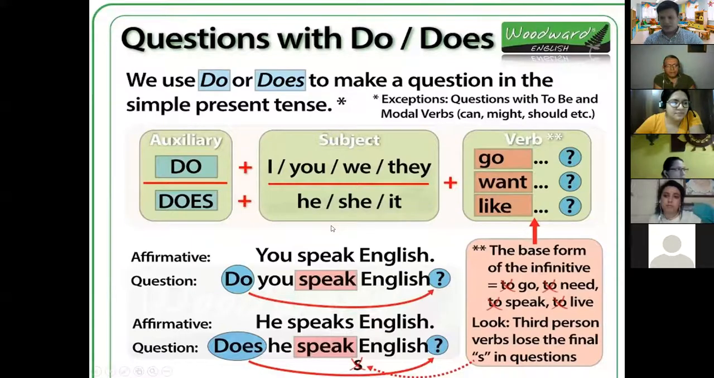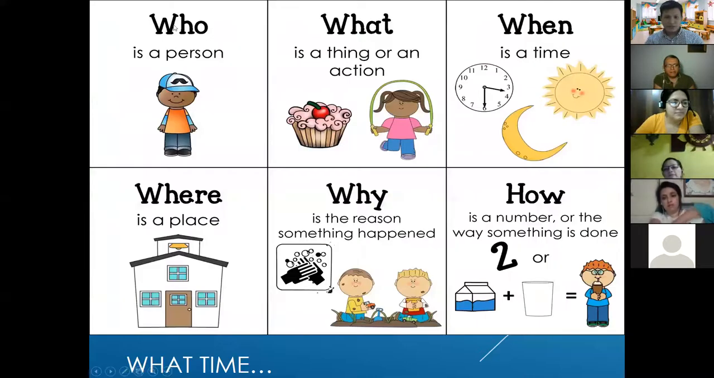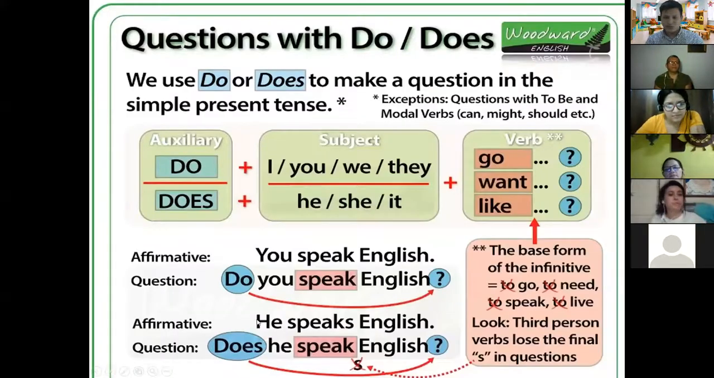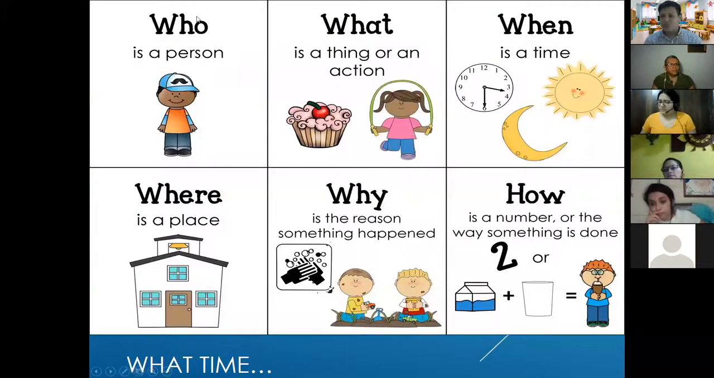Okay. What we're gonna do here: WH word plus do or does, personal pronouns, verbs, and the complement, right? Básicamente para hacer una pregunta, solo tienen que poner el auxiliar y si ustedes quieren profundizar más en esa pregunta, ponemos una WH word. It's clear?